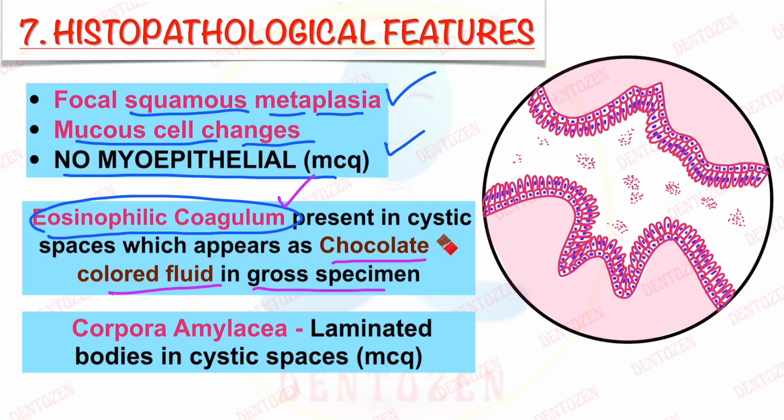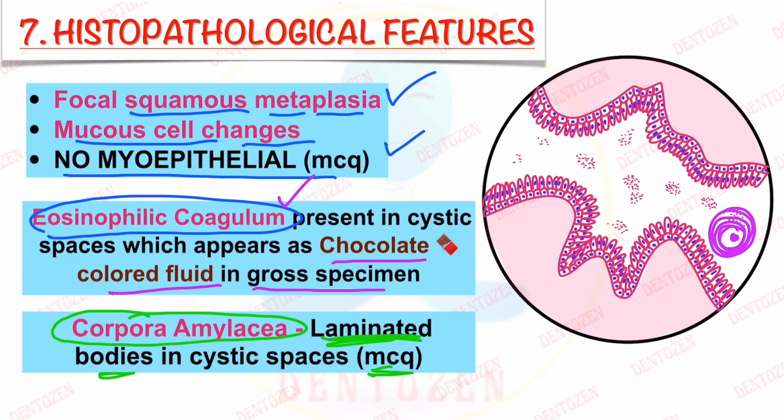Then another term is corpora amylaceae. That can be your MCQ: where do you see these corpora amylaceae? These are bodies, and they are laminated. Laminated means layers. So these are bodies which are arranged in layers like this.